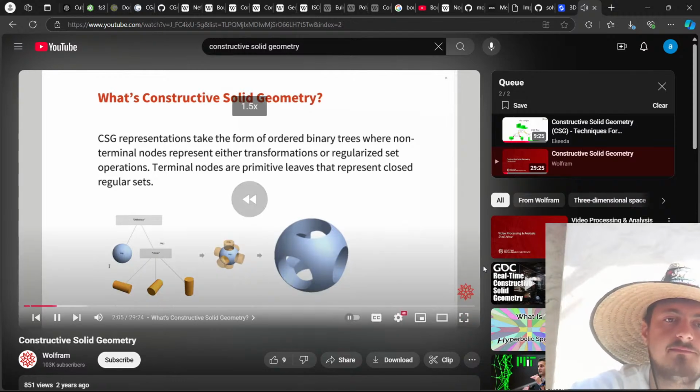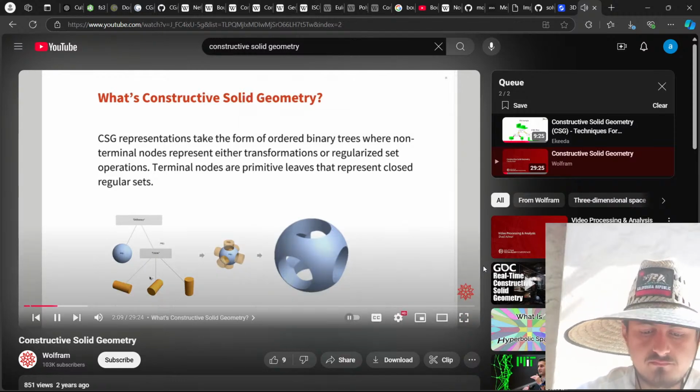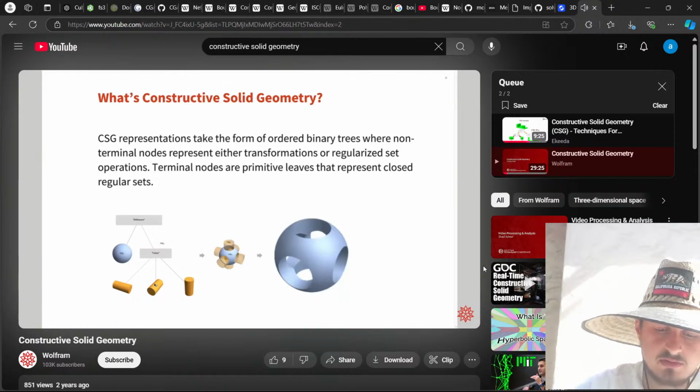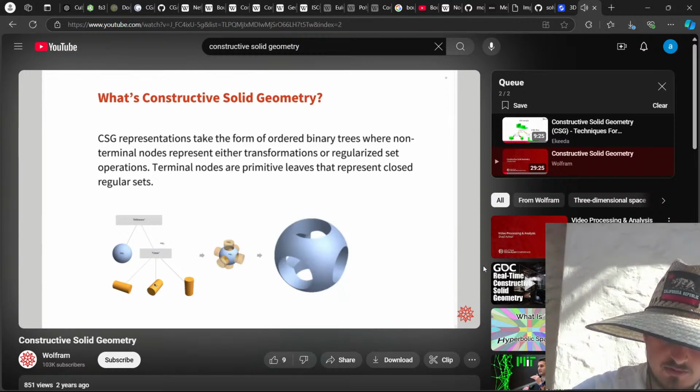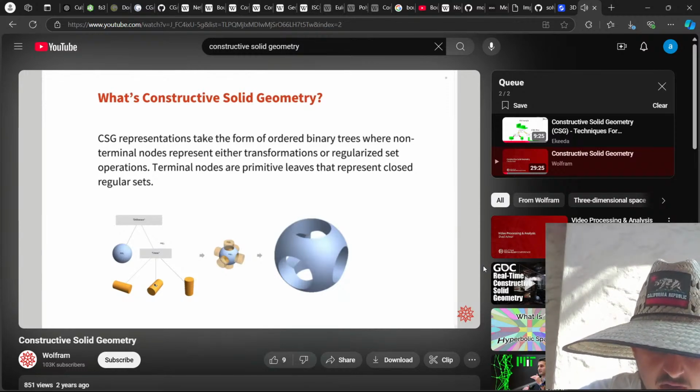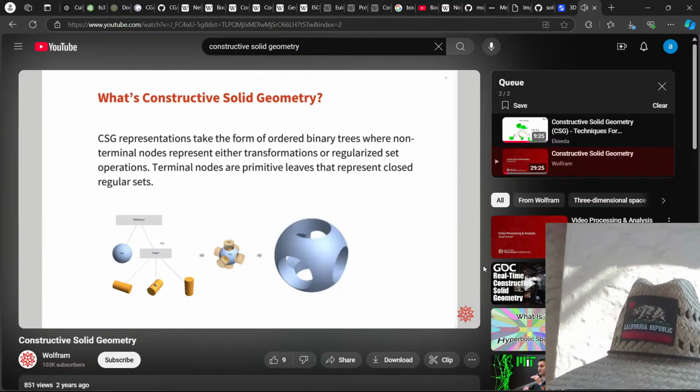And the terminal nodes have a set of leaf primitives. As I say, disk, ball, cylinder, and such when you're in 3D. And in 2D, you can have a disk or polygons. And when you combine all those operations, you can construct really complex objects, right?